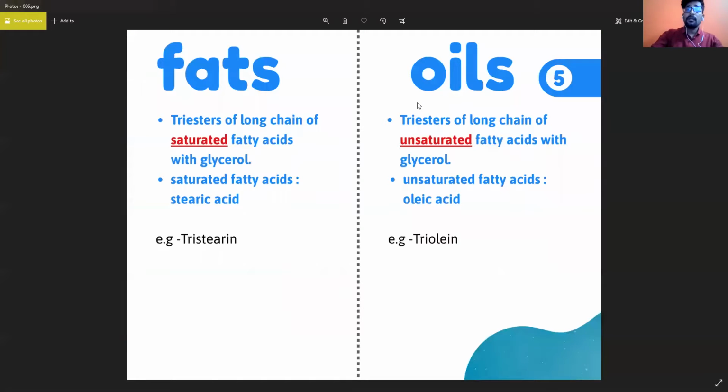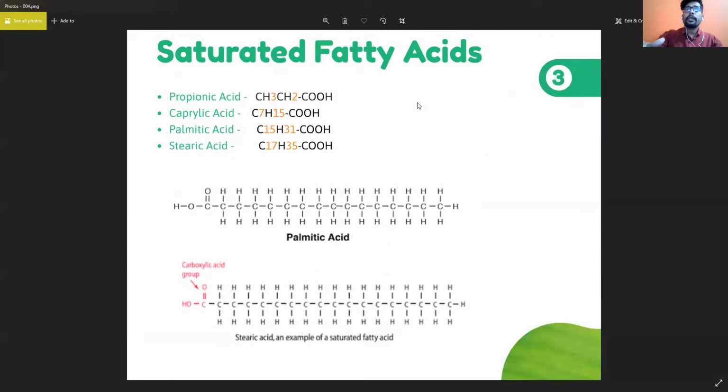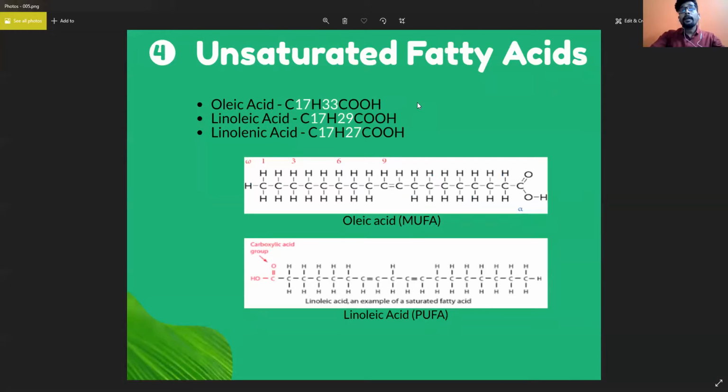So now we'll get the proper definition of fats and oils. Fats and oils are nothing but triesters. When we define them properly, fats are triesters of long chain saturated fatty acids with glycerol, whereas oils are triesters of long chain unsaturated fatty acids with glycerol. So when you prepare a fat, you have to take either stearic acid or palmitic acid, saturated fatty acids. And when you prepare oils, you can take either oleic acid, linoleic acid or linolenic acid.